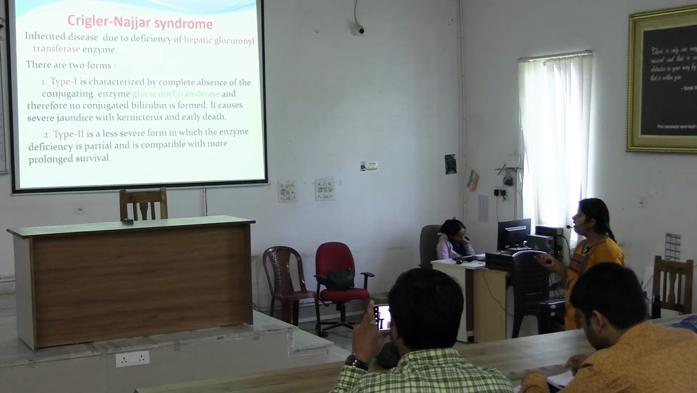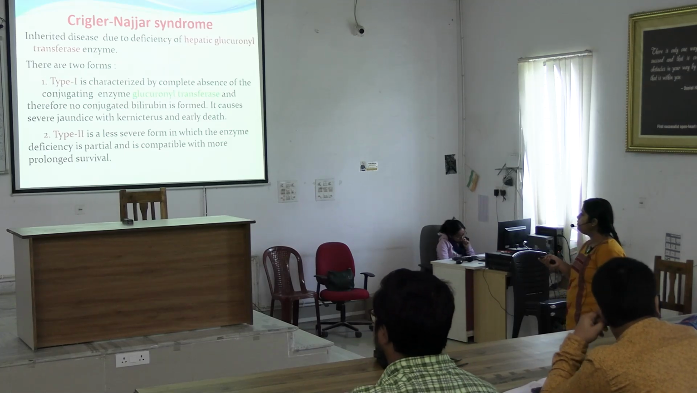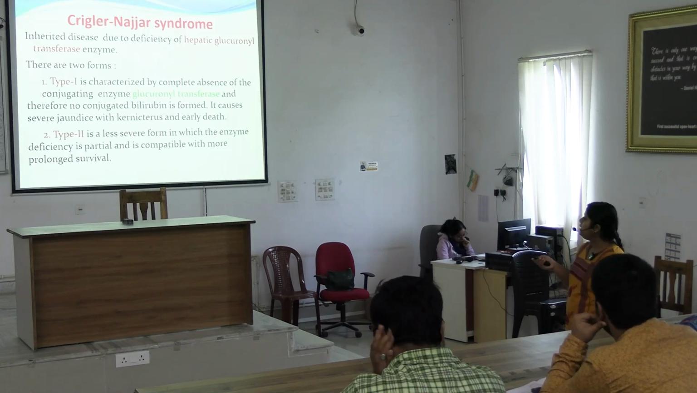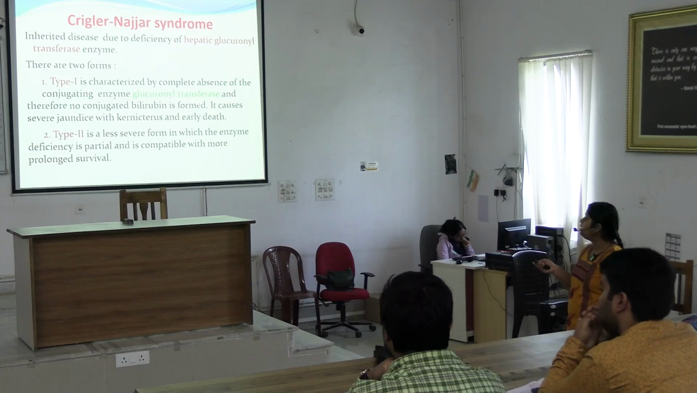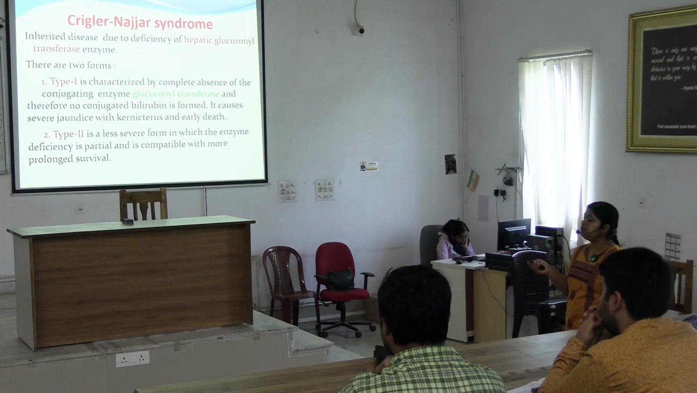It can be of 2 types, type 1 and type 2. Type 1 is where there is complete absence, type 2 where there is partial deficiency. So in case of complete absence of conjugating enzyme, there will be no conjugation from birth and there will be kernicterus and early death. So, Crigler-Najjar type 1 is fatal.